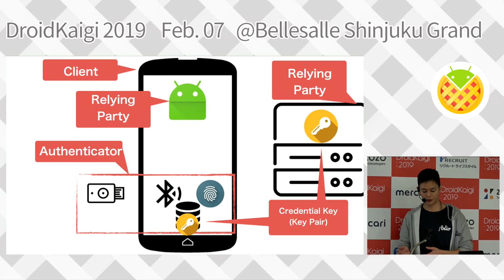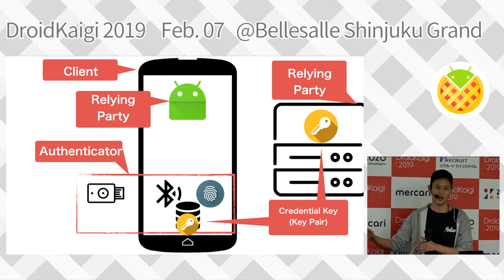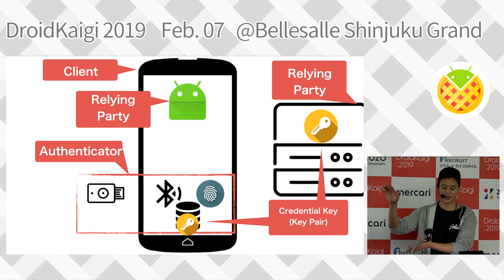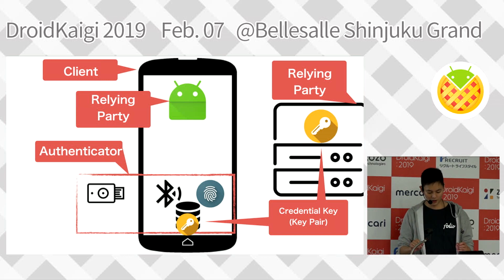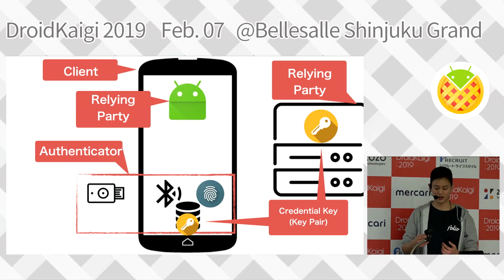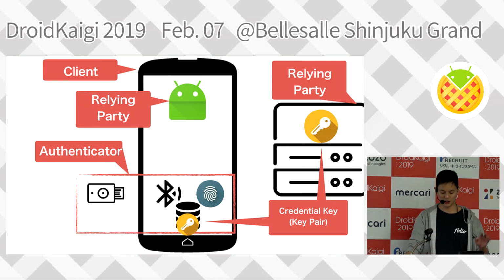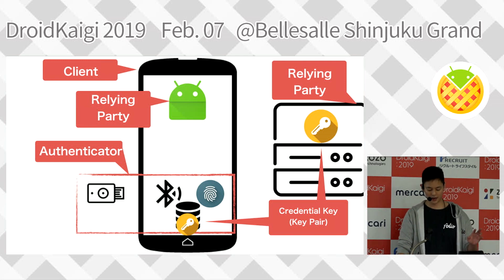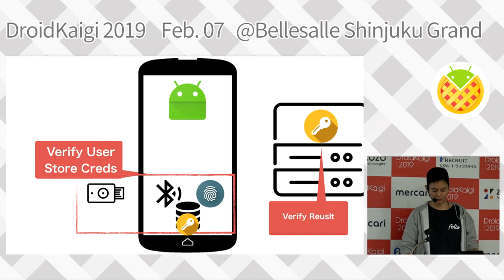Then the FIDO protocol separates that responsibility between the server and the Android device or whatever platform, and an additional element called the authenticator. The server, the service provider which authenticates the user, is called the relying party, and the client side is called the client. The new element, the authenticator, is where it generates and stores the credentials and actually identifies the user. So it breaks down the responsibility.